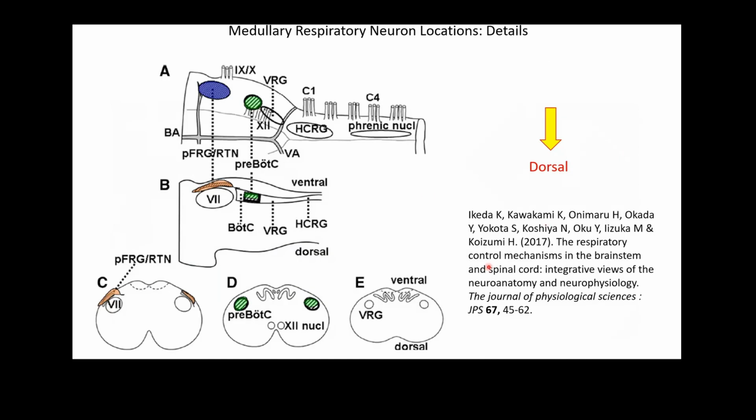If you look at this paper from the Japanese group with Onimaru and Okada, Onimaru is the chap whose lab invented the whole brainstem, spinal cord preparation from a neonate in a dish. They present their cases upside down compared with what we're used to. So the ventral surface is on top and the dorsal surface is on the bottom. But again, they show you roughly where these various neurons that we talked about for generating and controlling respiratory rhythm reside in the medulla.